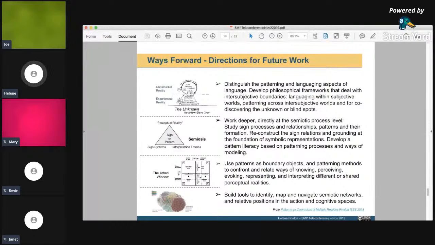So this would imply to work deeper directly at the semiotic process level, to study sign processes and relationships, and the formation of reference systems and patterns, to crack the symbolic, to go back to more directly embodied and direct experience, so people can understand each other in better ways. So reconstruct the sign relations and grounding at the foundation of symbolic representation, and develop this pattern literacy based on these patterning processes and different ways of modeling.